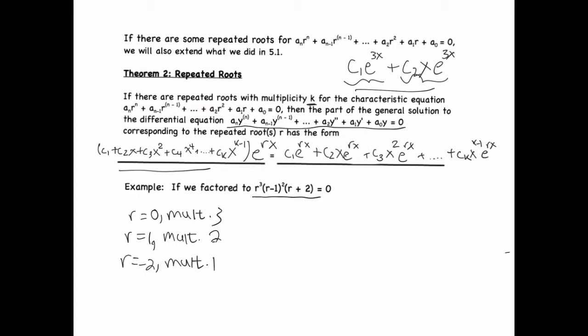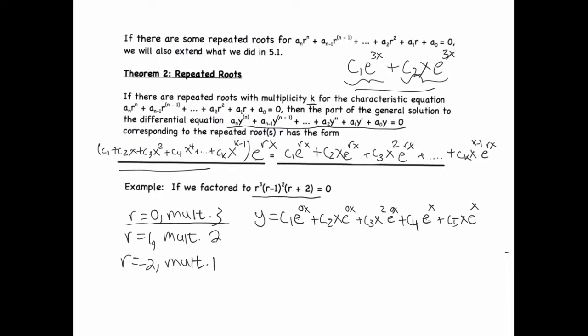So when we're going to write out the solution to this, we would have y equals, and then here would be my three pieces that come from that first 0. All of that is for r equals 0 multiplicity 3. I've got c1 e to the 0x plus c2x e to the 0x plus c3x squared e to the 0x. And now that first one's done. Then I'd go on to the next root. But I don't need to keep going higher powers because this is a different exponential than all three of these were.